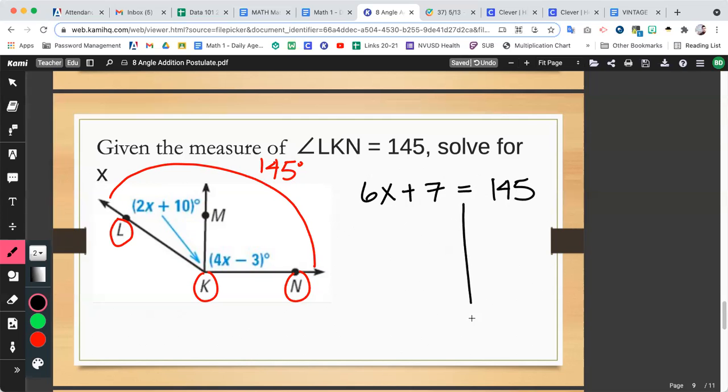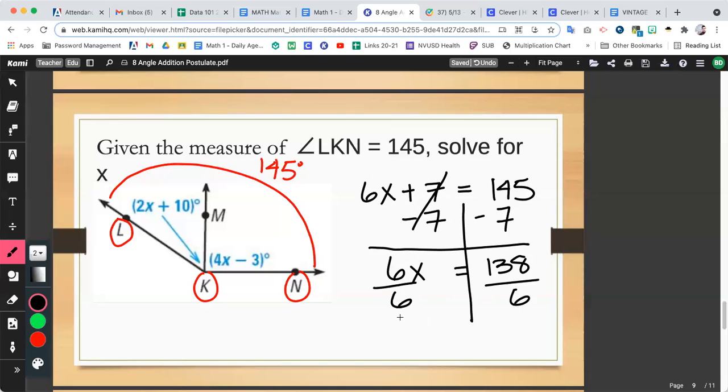Okay. And now all I have to do is work backwards so that I can solve for x. So how do I do that? I have to subtract 7 from both sides first. Again, we're working backwards so that we can get x by itself. So 6x is now equal to 138. And now I need x to be alone, so I have to get rid of the 6. What's the opposite of multiply? Divide. So I divide by 6 on both sides. And x equals 138 divided by 6, which is 23.